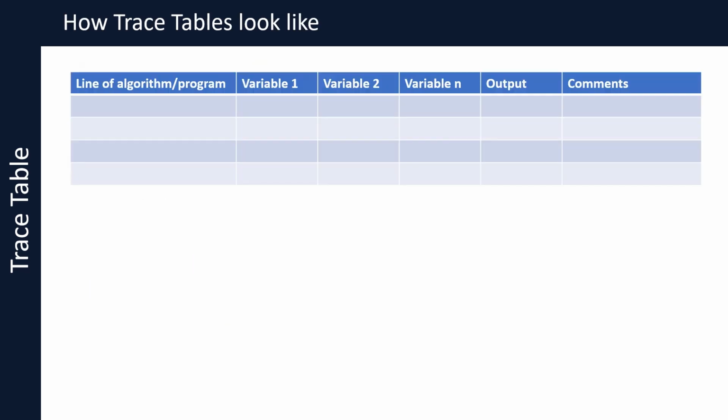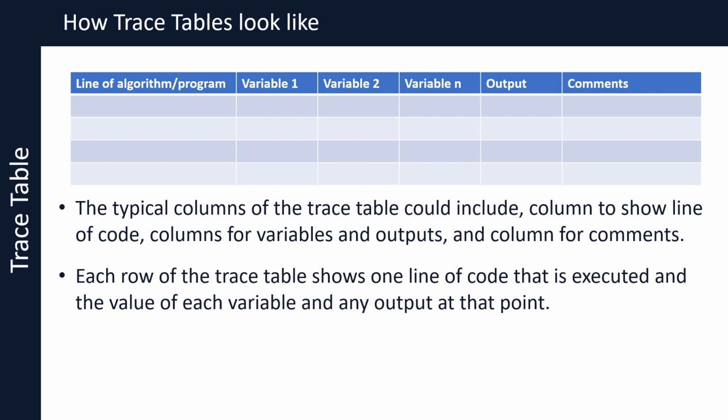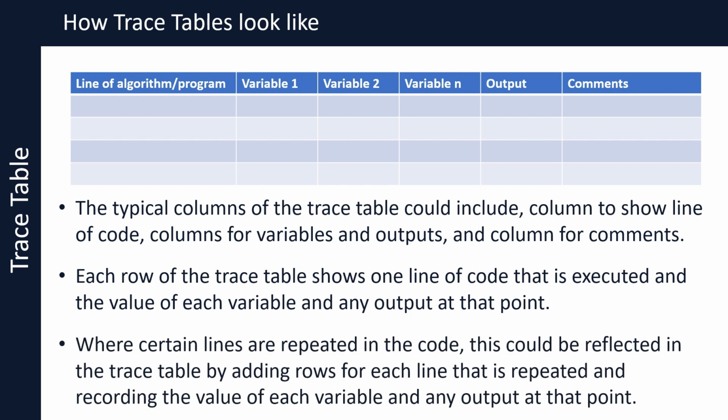Let's now see what a trace table looks like. The typical columns of the trace table could include a column to show the line of code, columns for variables and outputs, and a column for any comments. Each row of the trace table shows one line of code that is executed and the value of each variable and any output at that point. Where certain lines are repeated in the code, this could be reflected in the trace table by adding rows for each line that is repeated and recording the value of each variable and any output at that point.